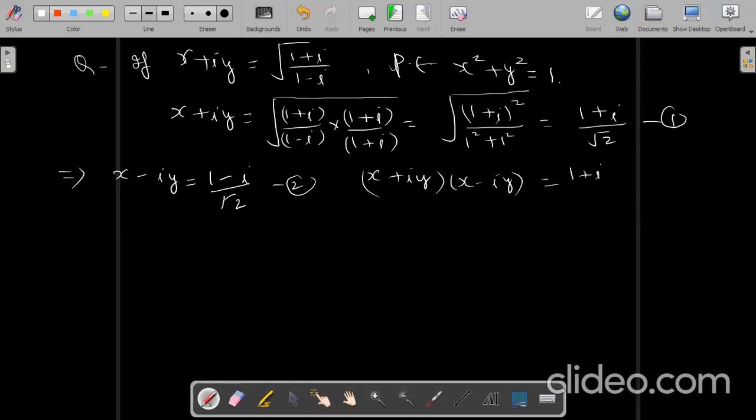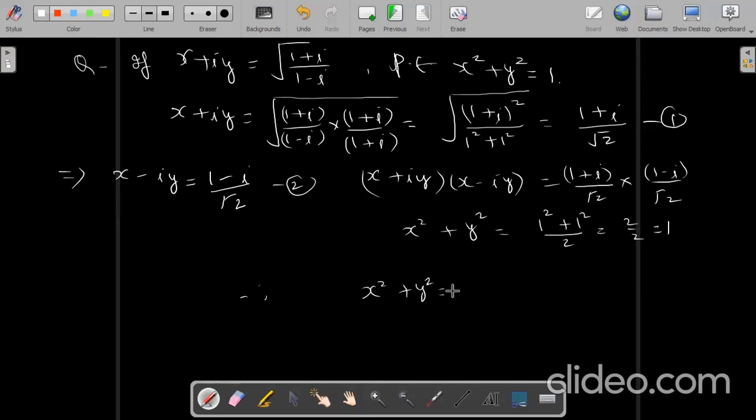1 plus iota by root 2, multiplied with 1 minus iota by root 2. So this will become 1 square plus 1 square over root 2 into root 2, which is 2. So 1 square plus 1 square is equal to 2, and 2 upon 2 is equal to 1. We got the result. And the left side is what? x square plus y square. So therefore we got x square plus y square is equal to 1.